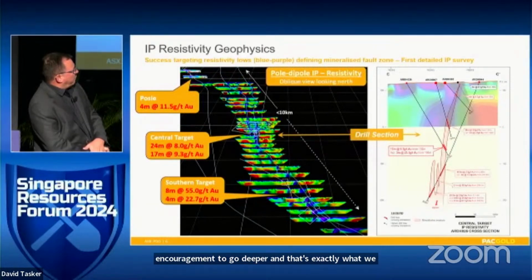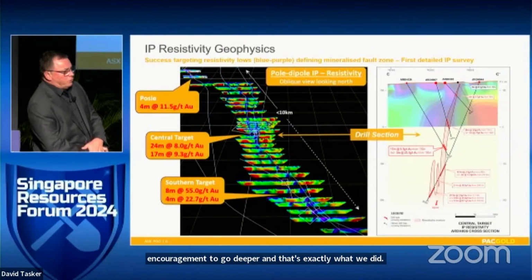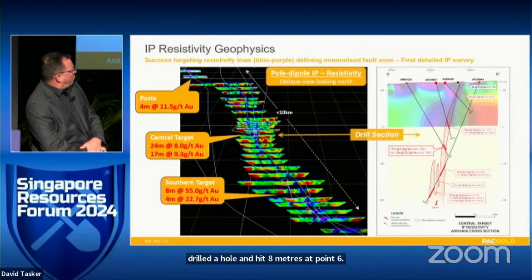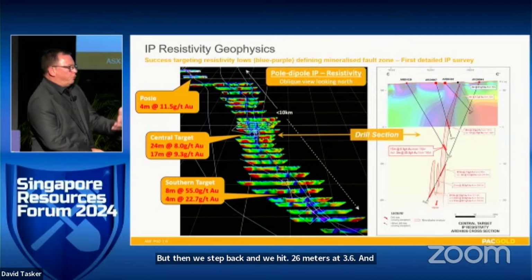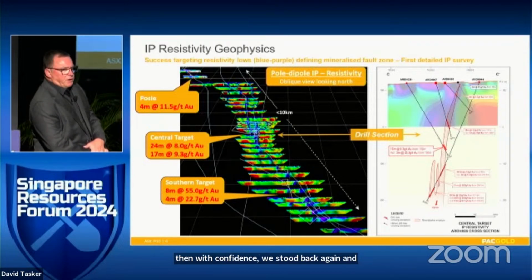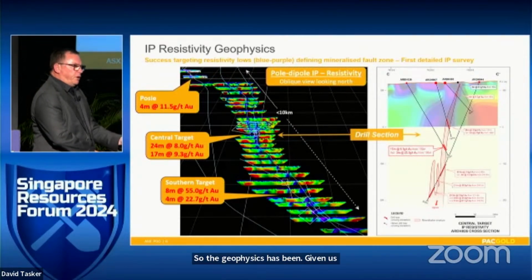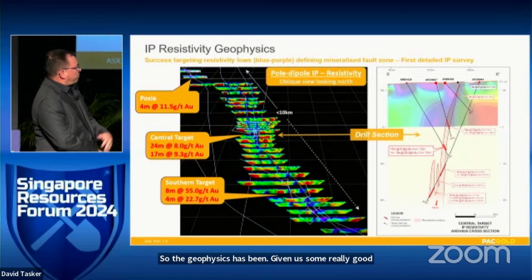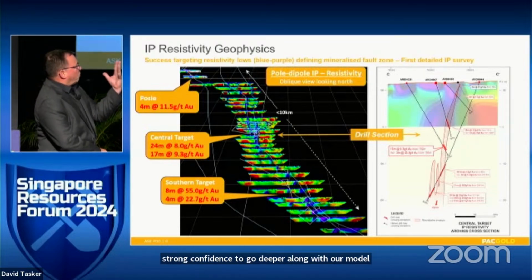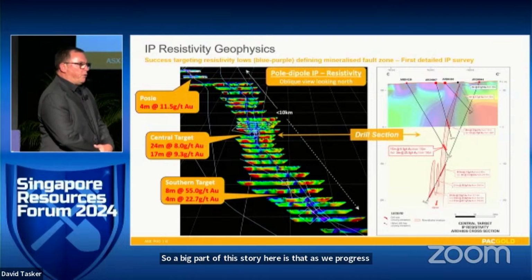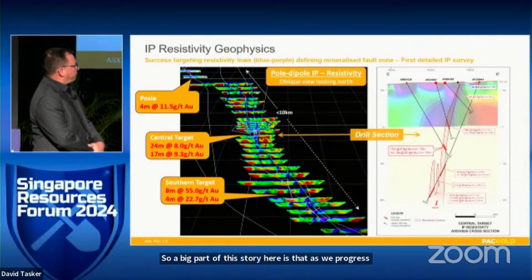And you can see from that 2 metres at 0.1, we drilled a hole and hit 8 metres at 0.6, but then we stepped back and we hit 26 metres at 3.6. And then with confidence, we stood back again and intersected 17 metres at 9.3. So the geophysics has given us some really good, strong confidence to go deeper along with our model. So a big part of this story here is that as we progress deeper, we're seeing the tops of the high-grade systems which are developing at depth.